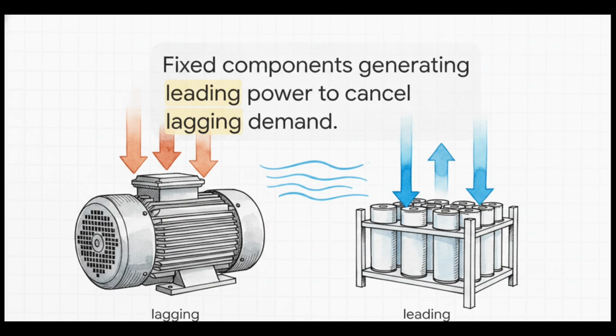Because inductive loads, like motors, consume reactive power and create what's called a lagging current, engineers place capacitor banks in parallel with the load. Capacitors do the exact opposite: they generate leading reactive power. They basically act as local storage banks that perfectly cancel out that inductive demand right at the source.